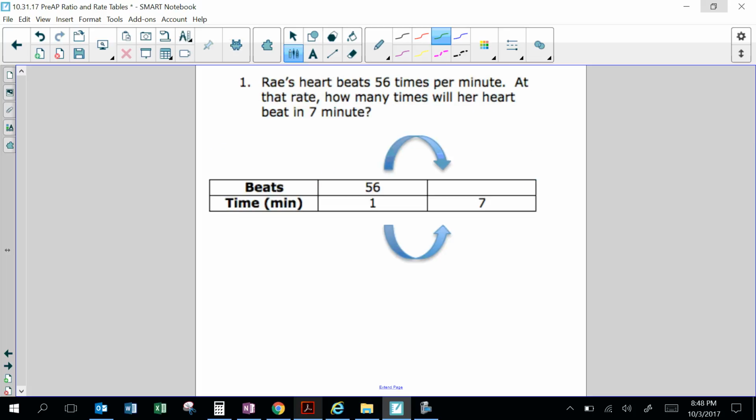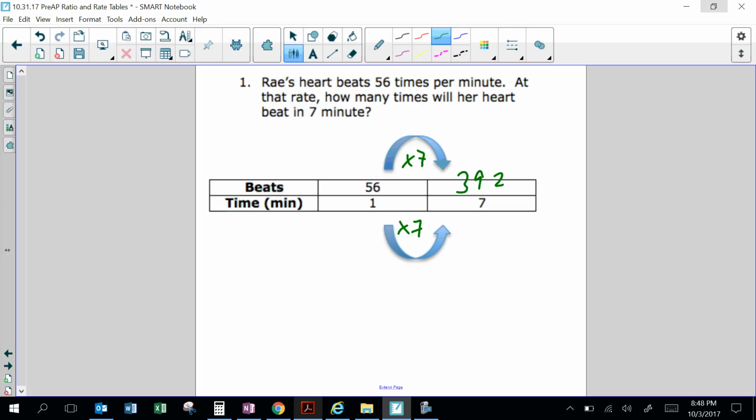So let's look at our first example. Ray's heartbeat is 56 times every minute, per minute, each minute. At this rate, how many times will her heart beat in 7 minutes? Do you see it from 1 minute to 7 minutes? That's times 7. So 56 times 7 is 392. That's one way some people see it.